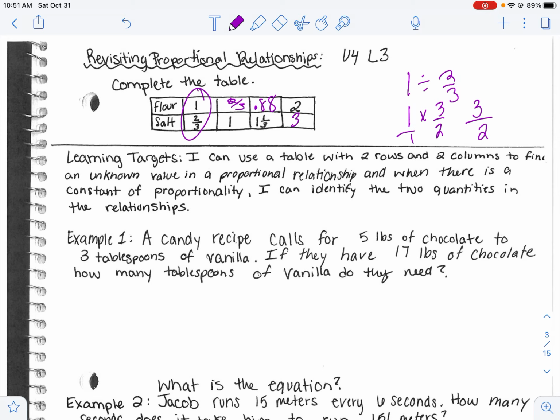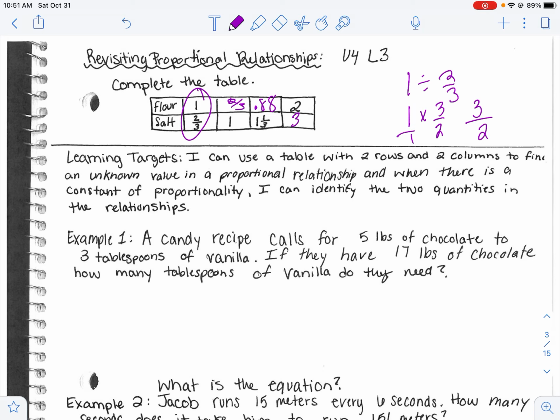Learning targets for today: I can use a table with 2 rows and 2 columns to find an unknown value in a proportional relationship when there is a constant, and I can identify the 2 quantities in the relationship. So, a recipe calls for 5 pounds of chocolate to 3 tablespoons of vanilla. If they have 17 pounds of chocolate, how many tablespoons of vanilla do they need?